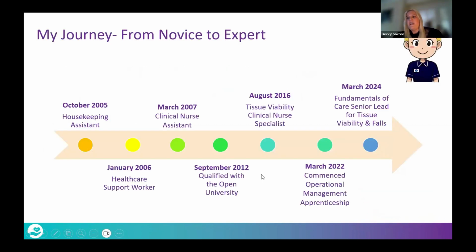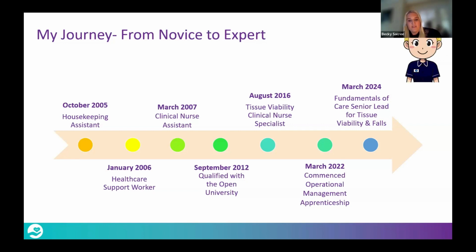Firstly, my journey. It all began more than 18 years ago, working first as a housekeeping assistant in the NHS. I was maintaining a clean and safe working environment where I assisted patients with teas, coffees, and those all-important digestive biscuits. This role ignited my passion for healthcare and patient support.